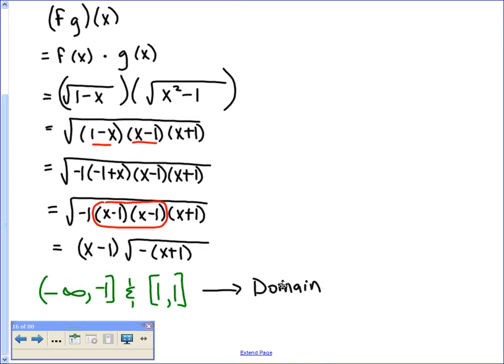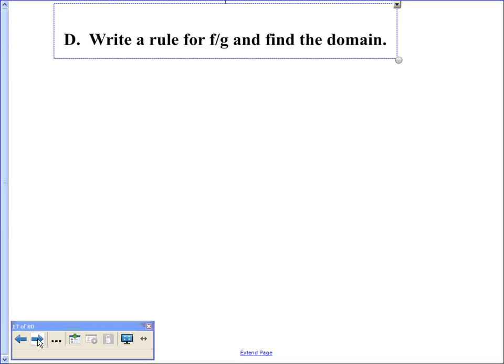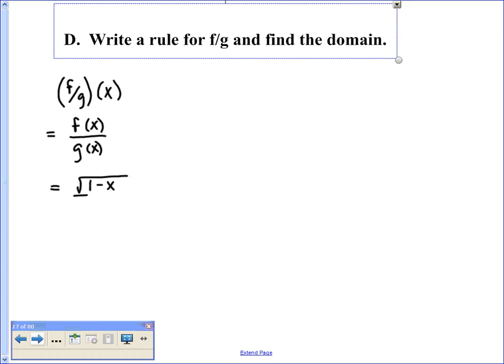All right. Now we're moving on to our quotient. So for the quotient, we have f over g of x, which is f of x over g of x. So this is where you should notice that g of x can't be 0. You can't have that equal to 0, because this would be undefined in that case. So what we have now, if we just plug those in, is the square root of 1 minus x over the square root of x squared minus 1.